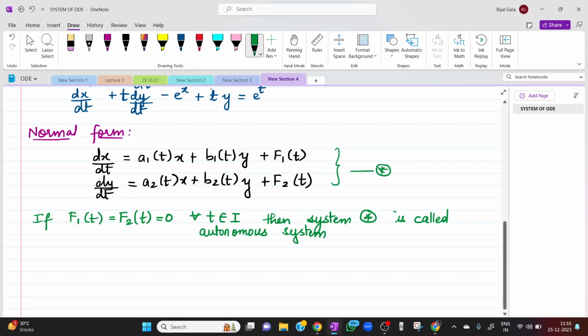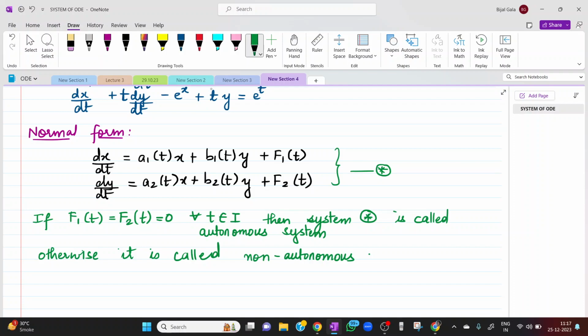And if even one of them is not equal to 0, then it is called non-autonomous. So this is what an autonomous system and a non-autonomous system is.